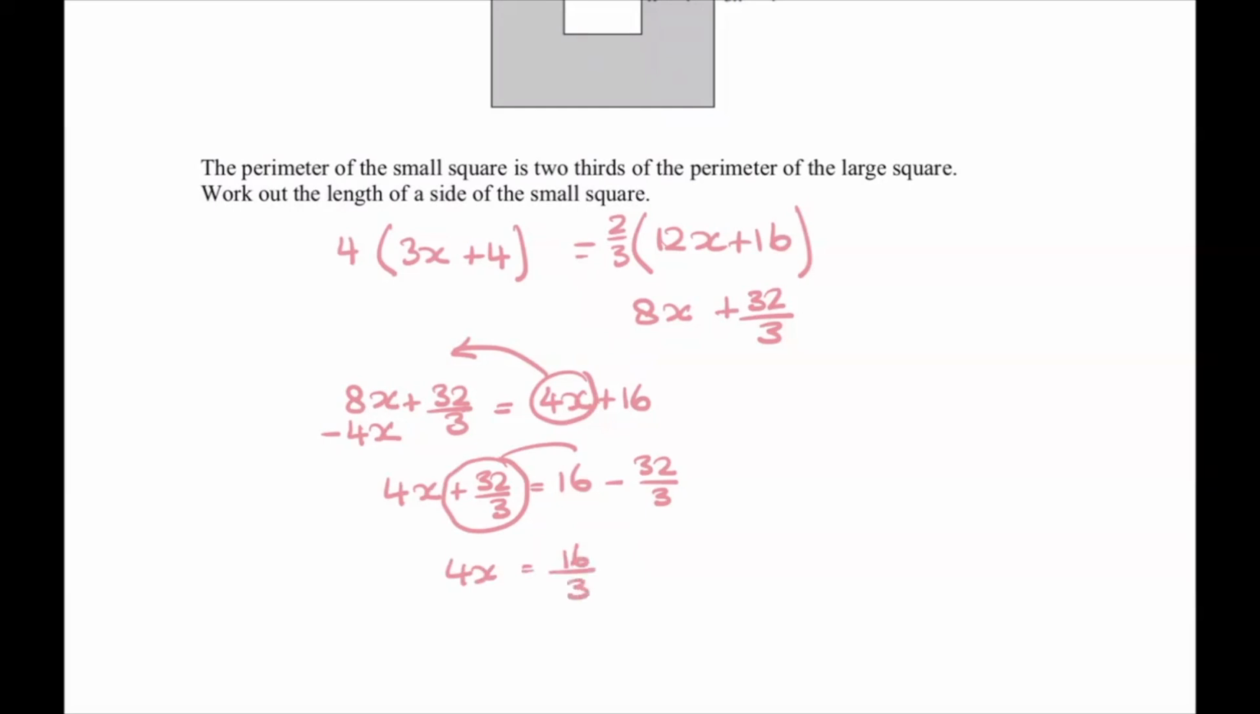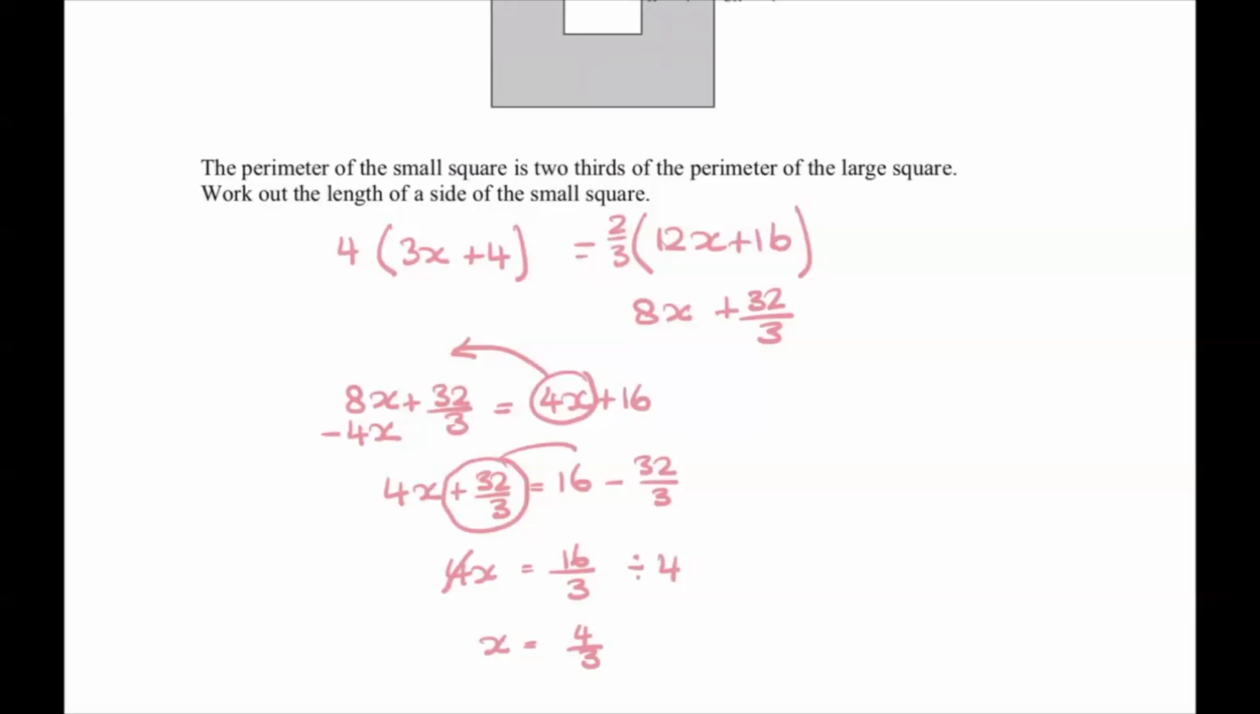And remember, we've got our calculator, so none of this is particularly tricky. We're going to be using our calculator all the way through. So to finish off, we're dividing through by 4, which is going to give me 4 over 3. Now that's the value of x.